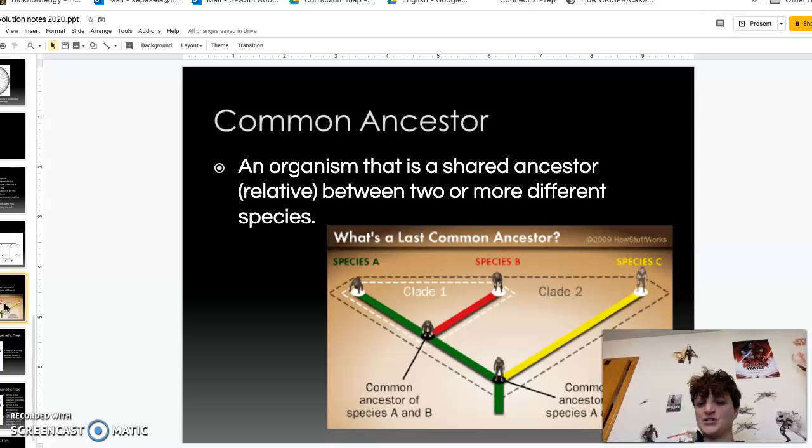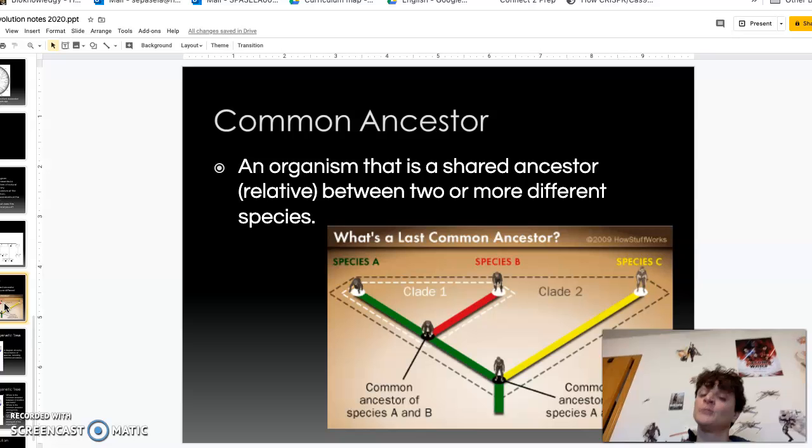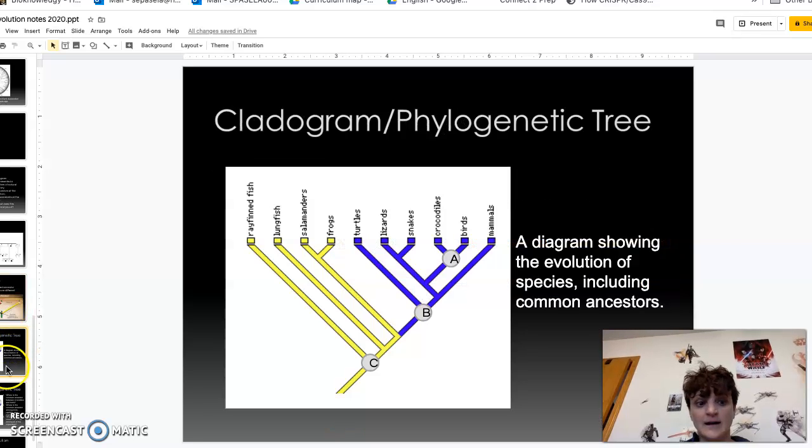An organism that's a shared ancestor, so a common ancestor, like species A in this picture, species B and C. Species A, chimpanzees, species C, humans. We had a common ancestor way, way, way back when with chimpanzees. We did not come from chimpanzees, right? That is a misconception. We did not evolve from chimpanzees. Chimpanzees did not evolve from us, but we probably had a common ancestor in our not so recent past. We share 98% of our DNA with chimpanzees.